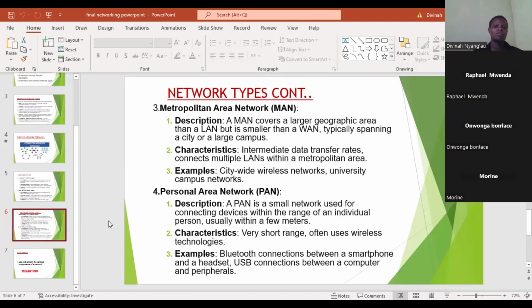Number four, we have a personal area network known as a PAN. A PAN is a small network used for connecting devices within the range of an individual person, usually within a few meters. Characteristics of a PAN: it works on a very short range and often uses wireless technologies. Examples of a PAN are a Bluetooth connection between a smartphone and a headset, and USB connections between a computer and peripherals.